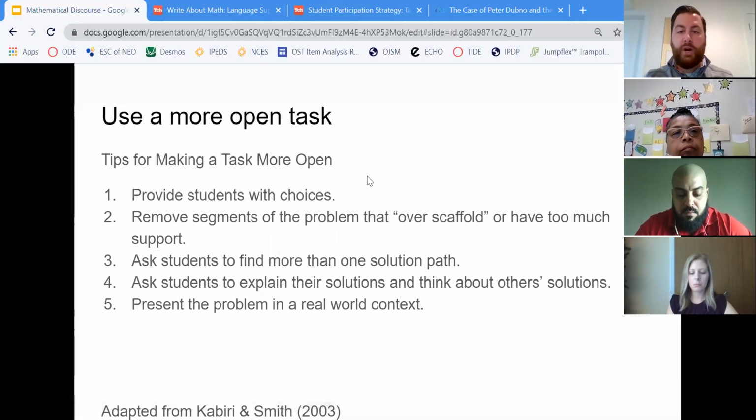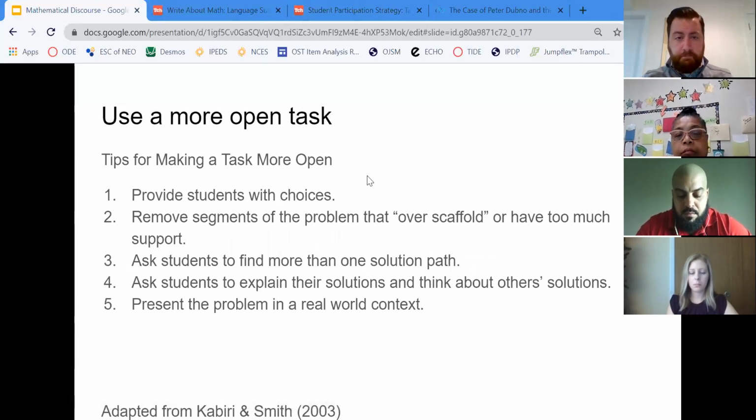All right, so if we want to talk about making tasks more open, here are some tips to keep in mind when you're planning for this. First, we want to provide students with choices, right? In the last one, I identified 3 different rectangles. I didn't give them the rectangles to choose. I wanted them to come up with the rectangles.